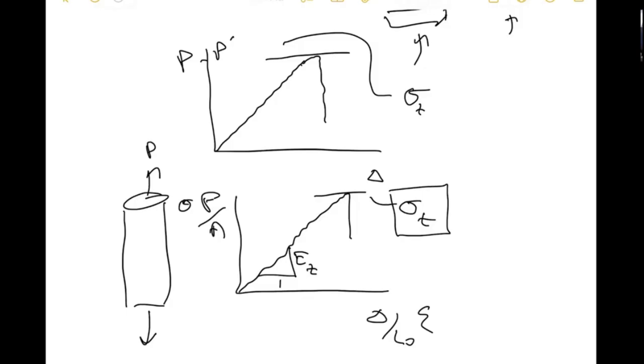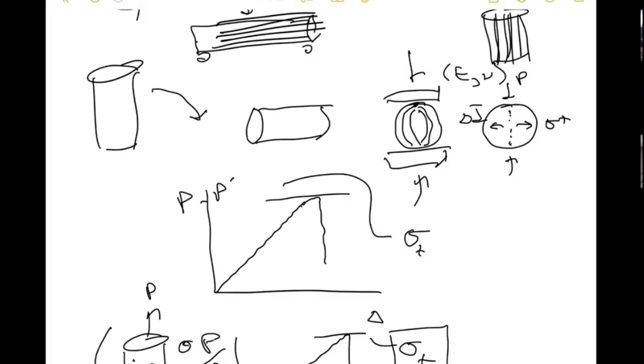If you just pull something in tension, it's going to rupture, and there'll be a few little cracks, but very few, and then it will just typically tear itself into two pieces. And the Brazilian test comes in here because in rock mechanics, as I said, this is hard to do. So instead, you do this, and they call this a Brazilian test. I don't know why.